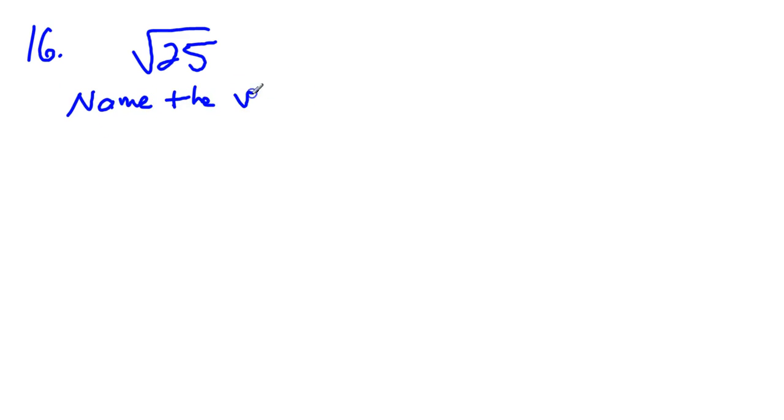Okay, and here's where we get as many in as we can. For 16, here's where they ask you, square root of 25, they ask you to name the value. And again, they kind of give you the hint that they say name the value, not values. So they're looking for one number. Square root of 25 is 5. Pretty straightforward.